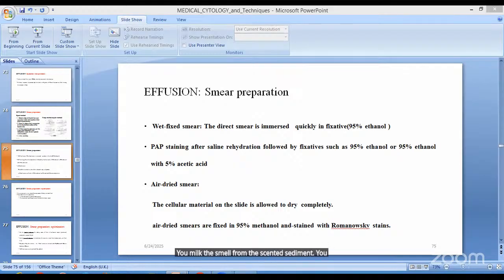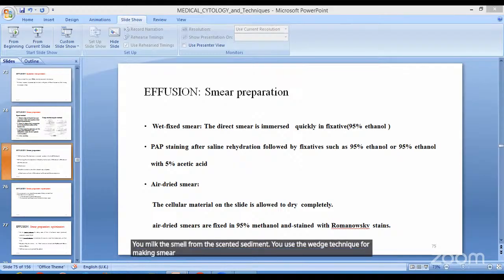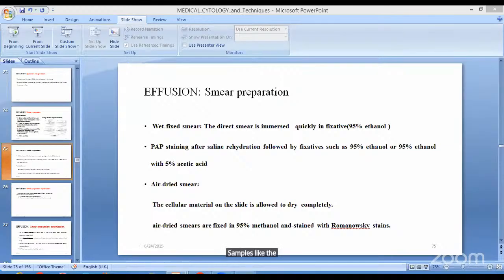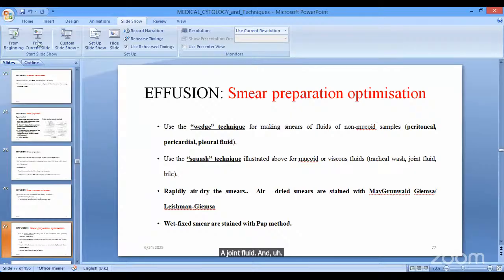You use the wedge technique for making smears of fluids of non-mucous samples, samples like the peritoneal, the pericardial, and the pleural fluid. Use the squash technique for mucoid or viscous fluid like the tracheal wash, joint fluid, and bile. Rapidly hydrate the smears. And once you hydrate them, they are ready for the Romanowsky dye staining.